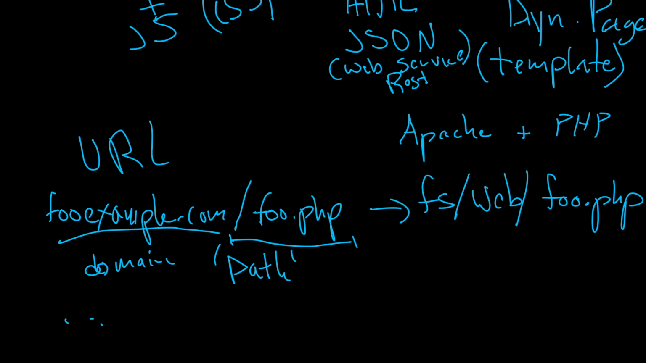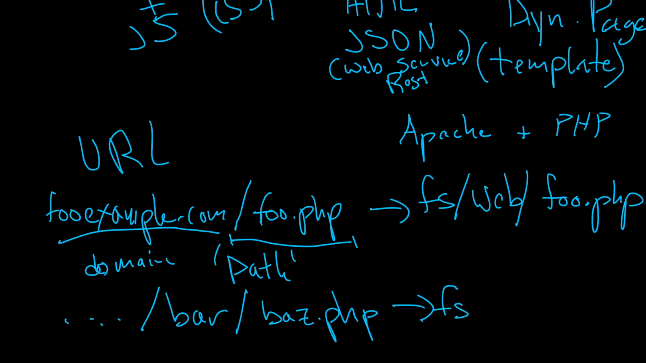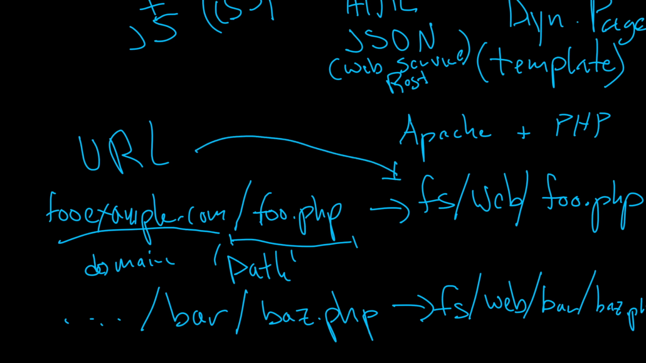So if there was another example, bar and baz, let's say. This request for URL, again, somewhere in your file system in its web directory. Those are just set up when you set up the web server. It's going to look for a directory called bar and a file called baz.php. So there's this mapping from URL really into a file system path, and we can see there's a particular script being requested. So in this case, foo.php.